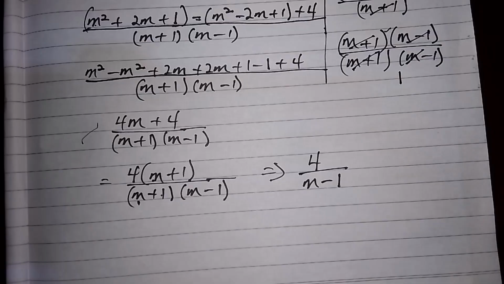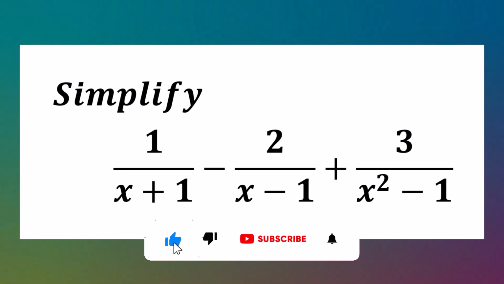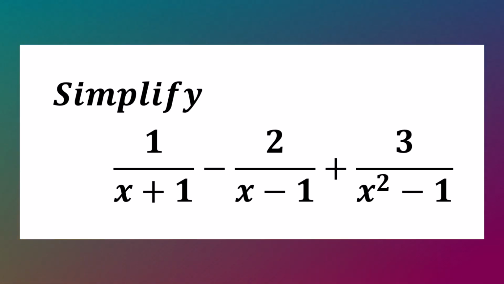Now before we go, I'd like you to solve this in your workbooks. But also remember to put your answers in the comment section as well. Let's get interactive. So simplify 1 over (x plus 1) minus 2 over (x minus 1) plus 3 over (x squared minus 1).